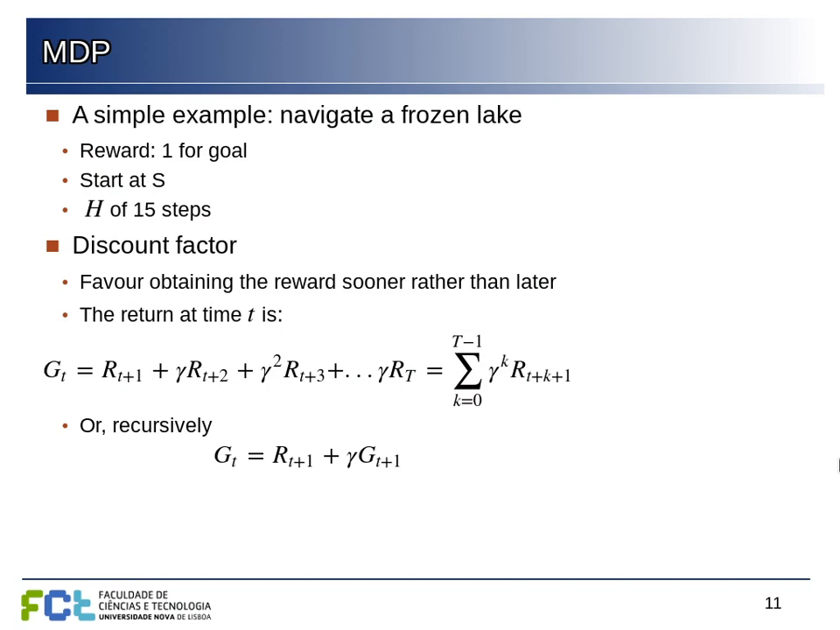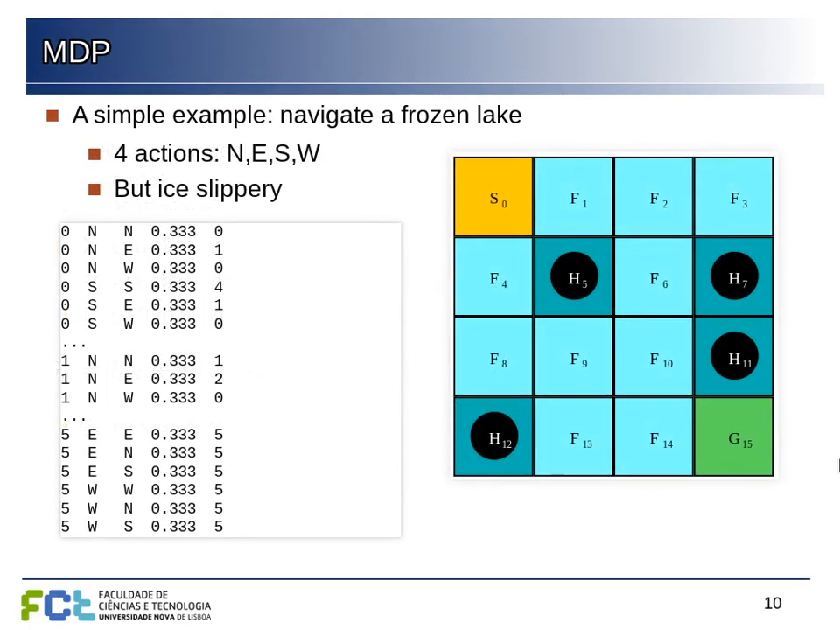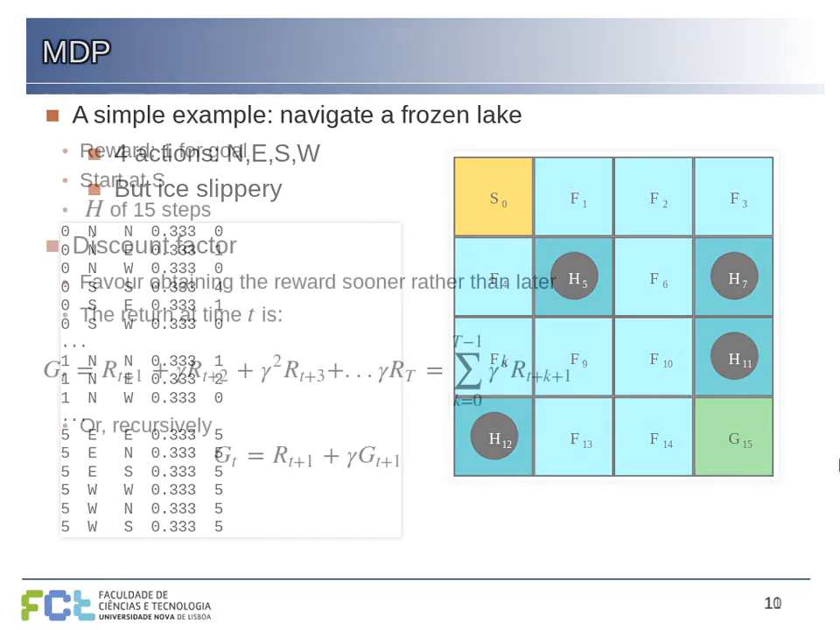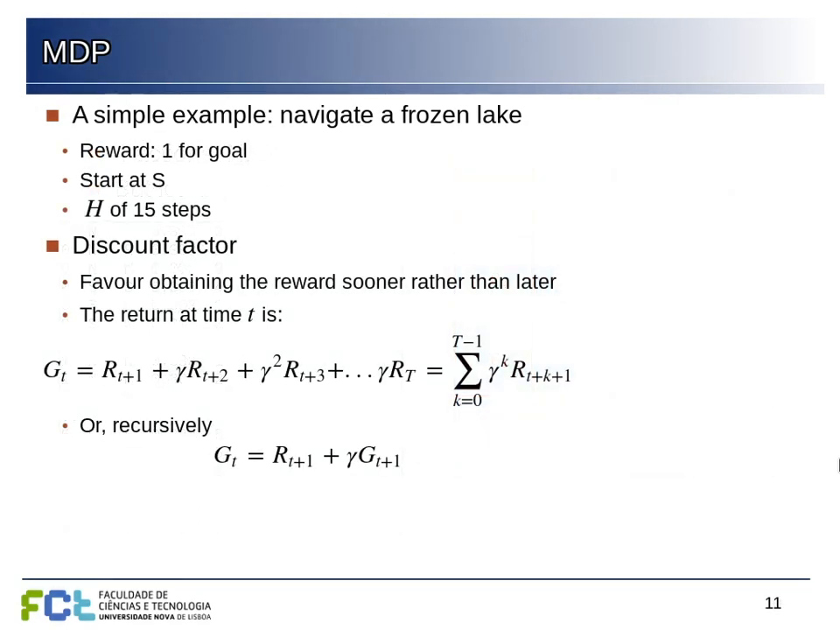There is one reward if it reaches the goal. It starts at S, and we can use a discount factor here, this gamma, for obtaining the reward sooner. This means that if we are at the goal, we receive 1. If we are a few steps away, we receive gamma raised to the number of steps multiplied by that goal reward. So this means that there is a greater expected reward if we take fewer steps to reach the goal.